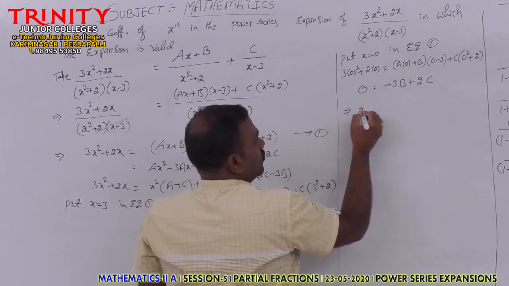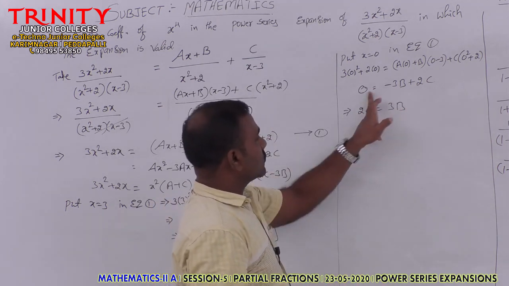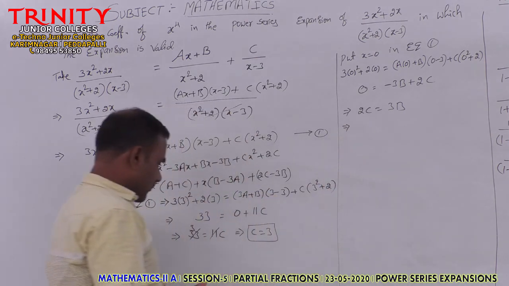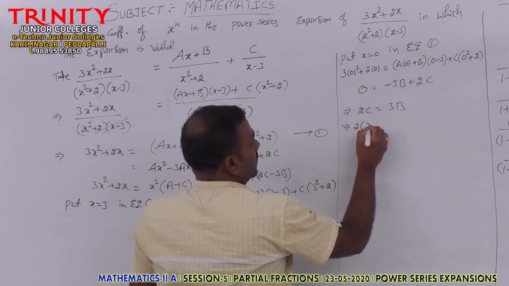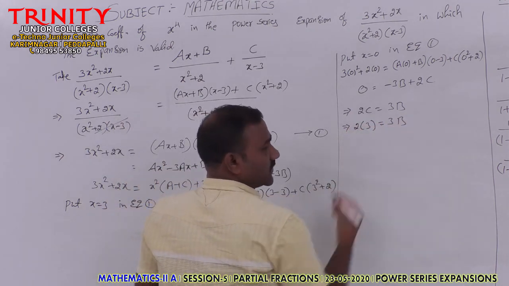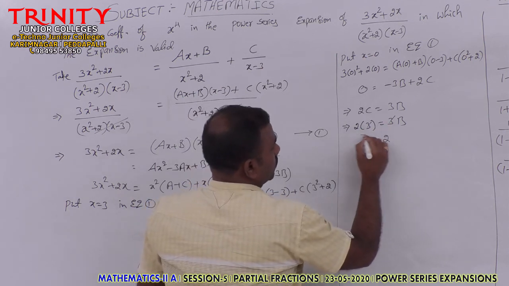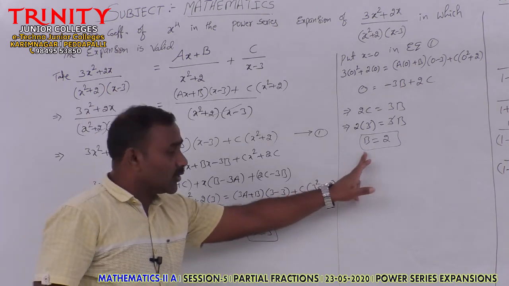Then 2c is equal to 3b, because 3b comes to the left side, that is plus 3b. Already we got the value of c here, 3. Replace over here: 2 into 3 is equal to 3b. 3 cancel, b is equal to 2. Now we got the value of c, we got the value of b.